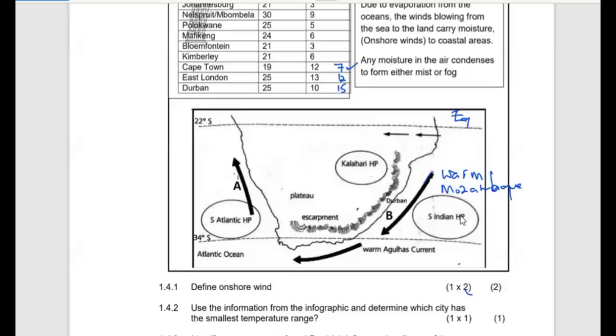current. And then here, this current A is ultimately coming from the polar region going to the north, which means it's cold. So this is the cold Benguela current. Right.